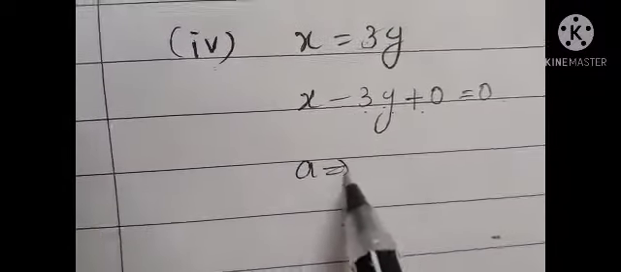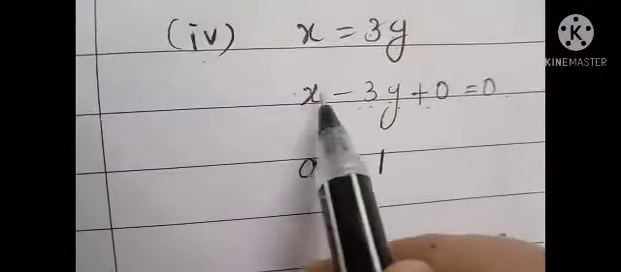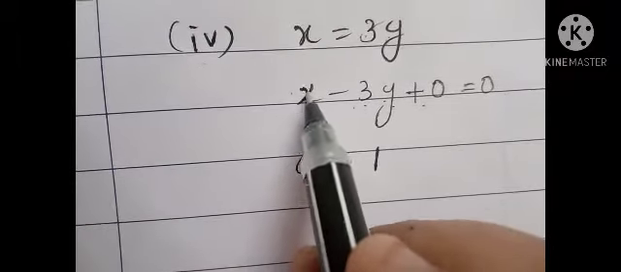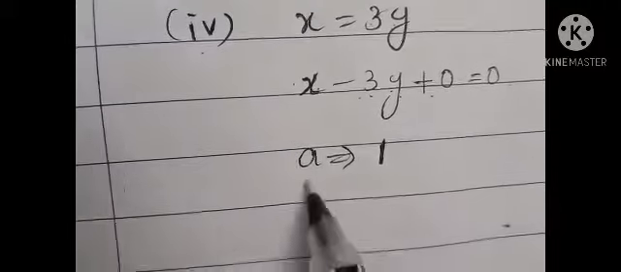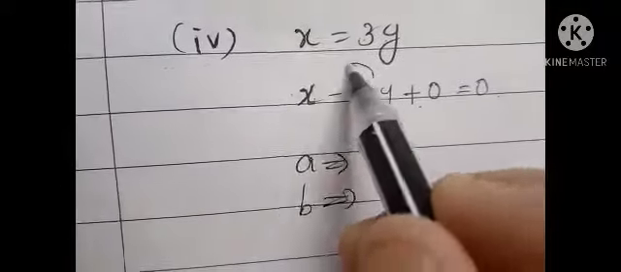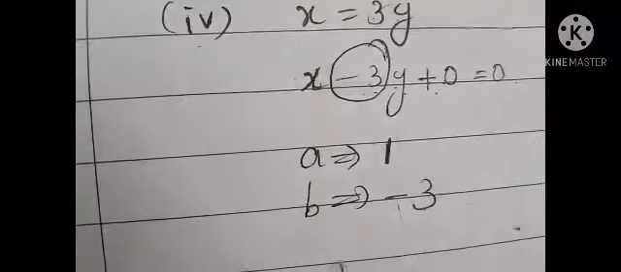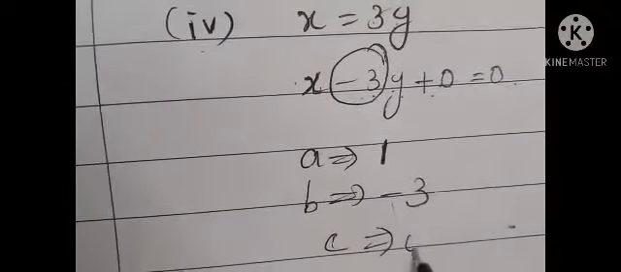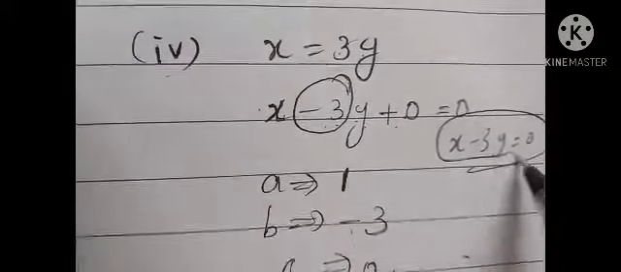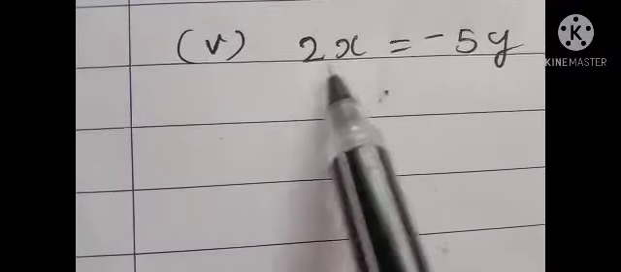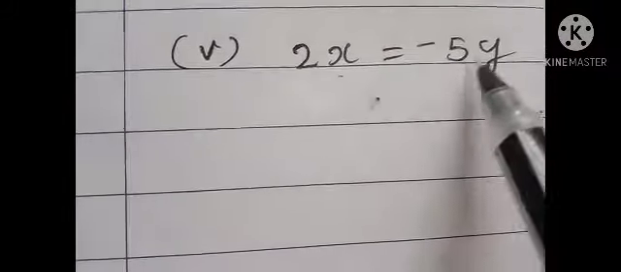So a equals what? 1. No number is there as coefficient of x, which means the coefficient of x is 1. Then b is what? Negative 3, the coefficient of y. Then c is the constant term, that is 0. You can write this as x minus 3y equals 0 also. That is also correct. Anyway you can express it.